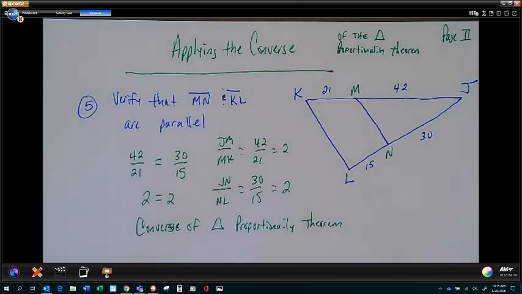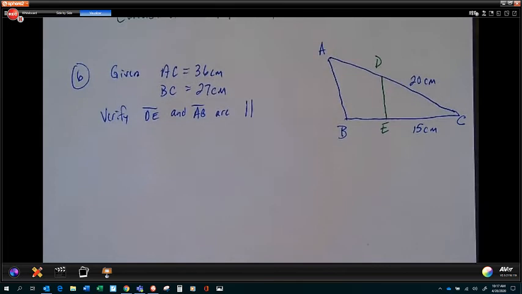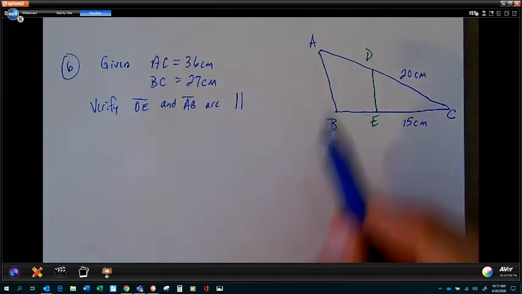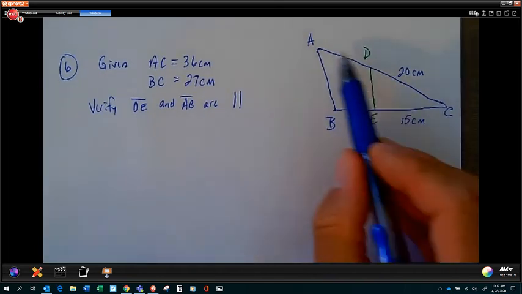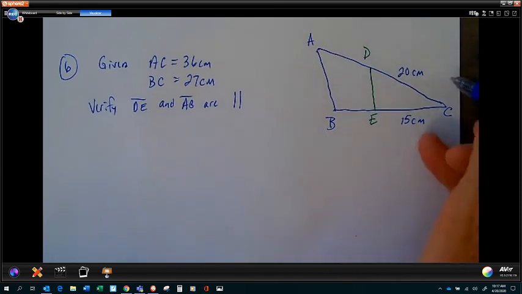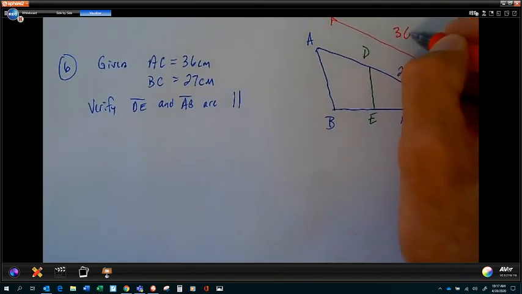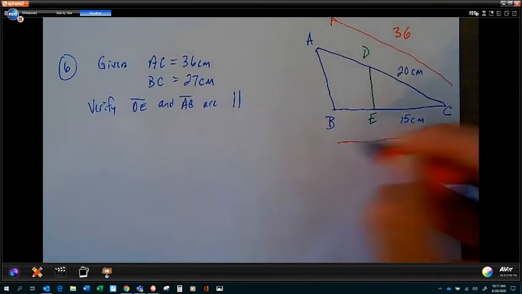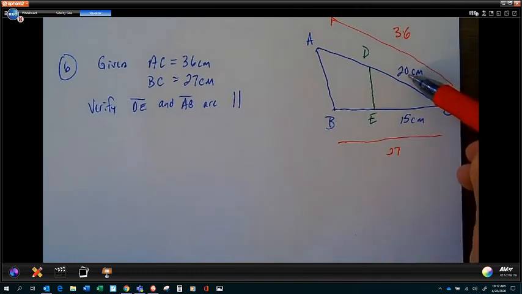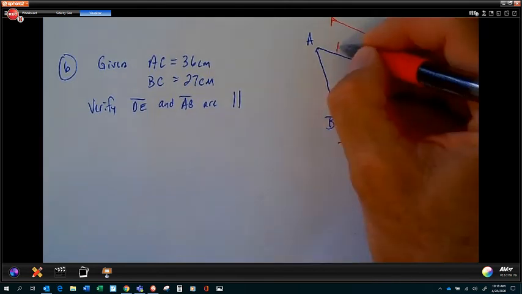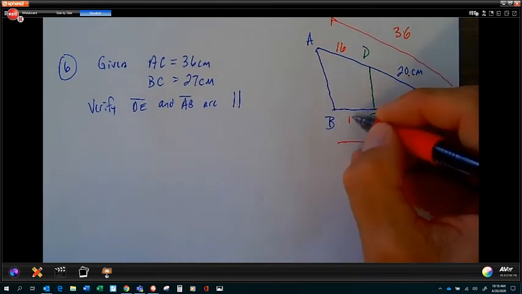All right, moving on to our next example. Now we're missing these line segments here. We're to prove that DE and AB are parallel, but we're not given this length or this length. However, we're given the entire length of AC. The entire length of AC is 36, and the entire length of BC is 27. If we take 36 and subtract 20, then we get 16. So this segment is going to be 16. If we take 27 and subtract 15, then we get this side of 12.